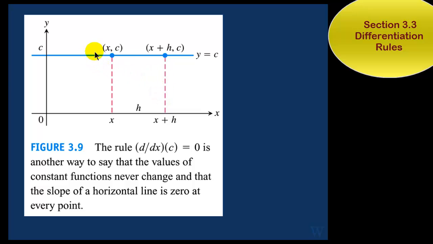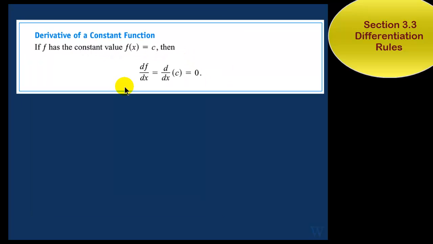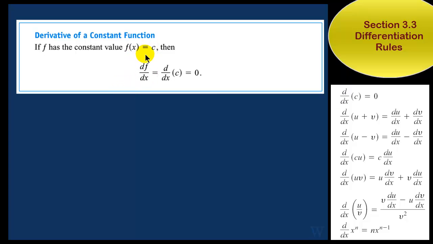If we generalize, we can say that if we have a horizontal line, then the derivative of the function, a constant function, is equal to 0, because the slope of this horizontal line is 0. So the first rule of differentiation is that if f of x is a constant function, then the derivative of f with respect to x is 0. So if y is equal to 4, then y prime is 0. If y is equal to negative 5, y prime is still 0, and so on and so forth.